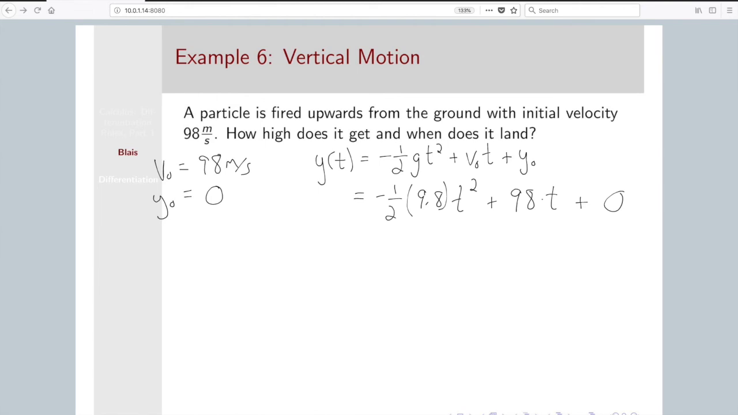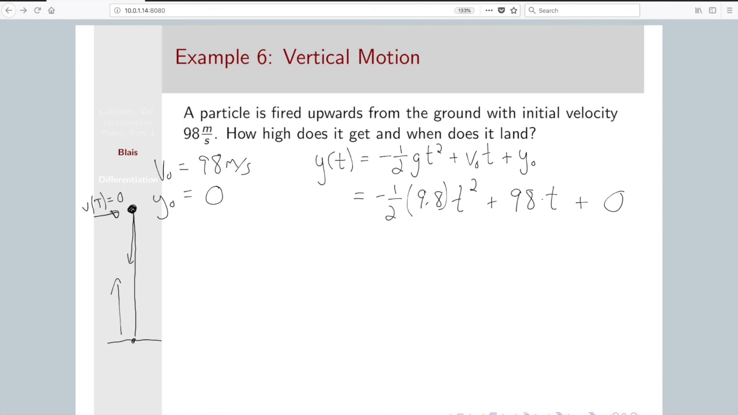Now, similar kind of question. How high does it get and when does it land? So think of this on the ground here. This thing is fired upwards into the air. It goes up. Then, before it actually stops and falls back down, it stops instantaneously and has instantaneous velocity being 0. So at that highest point, we have a 0 velocity. So that's what we'll want to find.